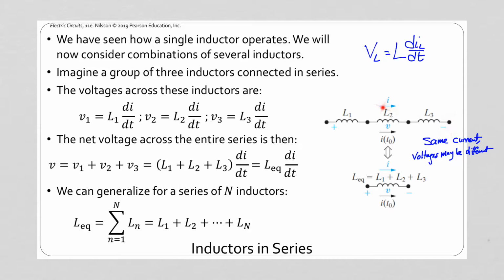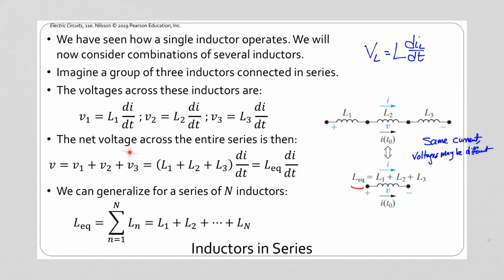If we want to replace these three inductors with one single equivalent inductance, then we can say that the total voltage between the beginning and the end here must be the same as the voltage between the beginning and the end there. So this voltage V must be the same as V1 plus V2 plus V3. And so we have this relationship here.